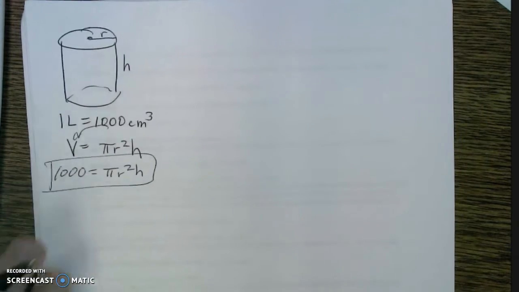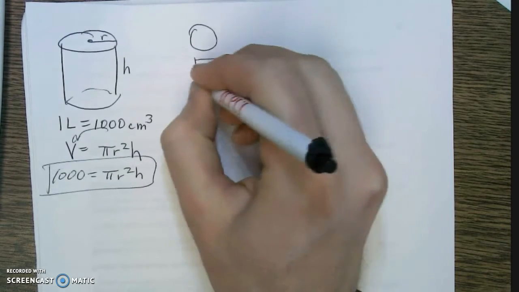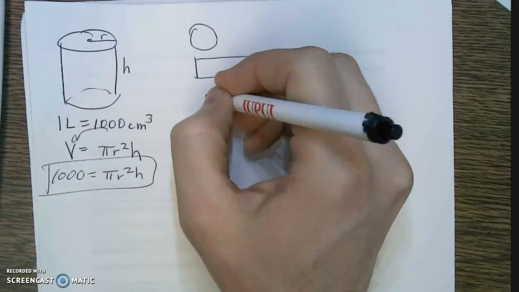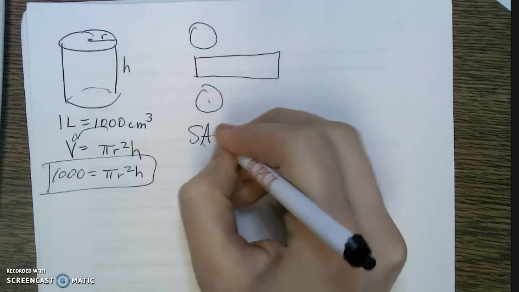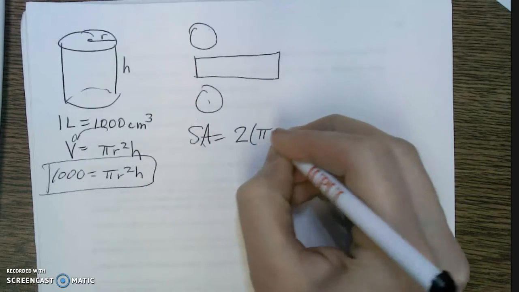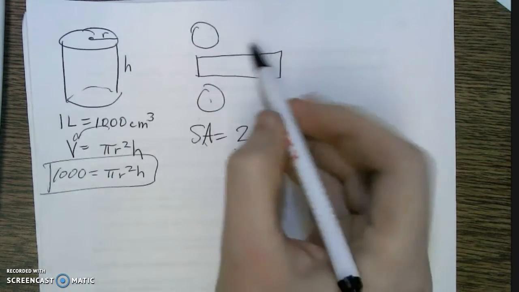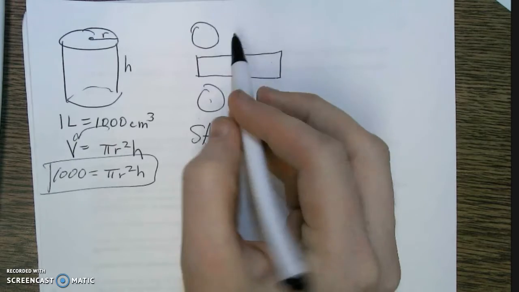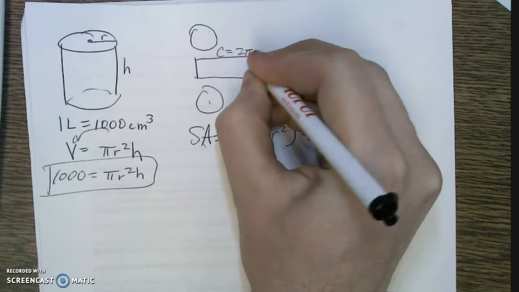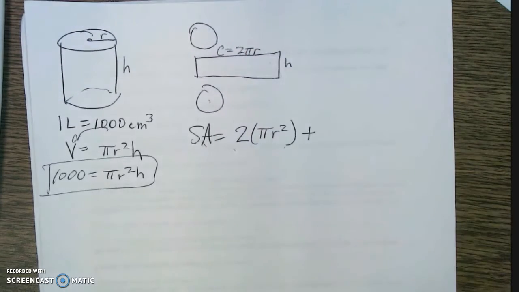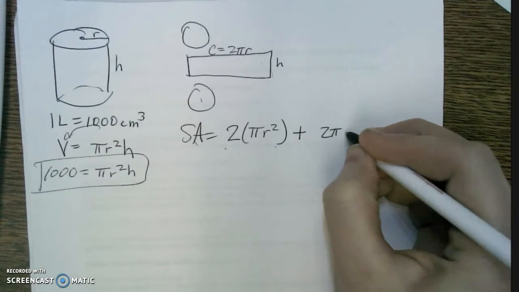Now let's talk about the surface area. Well, surface area, we've got to think about what the can is made out of. The can is made out of a top, a bottom, and a rectangle. The top and the bottom, we've got two circles. So we've got 2 pi r squared, two circles, plus we've got the rectangle. Now, if the rectangle is wrapped around the circle, the length of the rectangle is the circumference, and the height of the rectangle is the height of the can. So the area of the rectangle is going to be 2 pi r h.